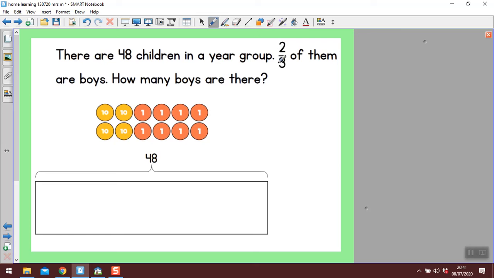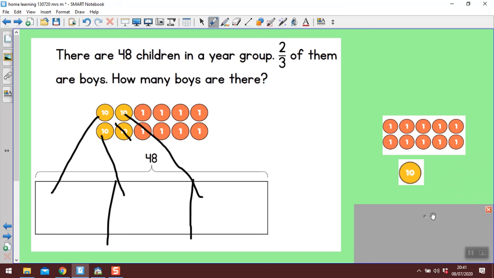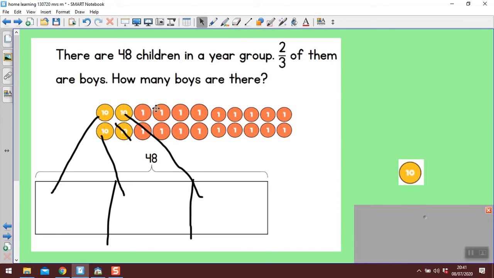So I need to find 2/3, 2 out of 3 parts. So I need to have 3 equal parts. If I share them out, I'm going to have 10 in there, 10 in there, and 10 in there. But I can't put that 10 in there because I need to have the same amount. So again, what have I got to do? I've got to swap the 10 for what? For 10 ones. Then I'm going to share them all out.